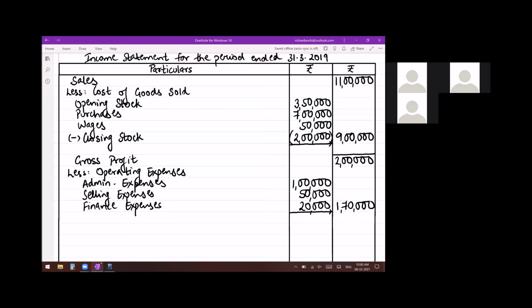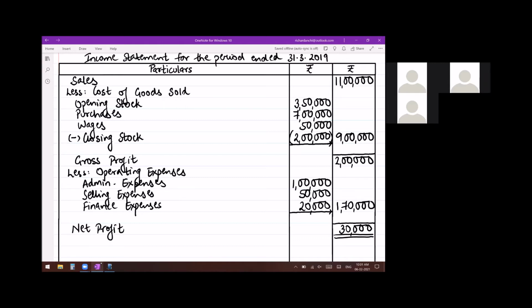Okay. Now finally, you have all the information to calculate net profit, which is your gross profit minus operating expenses. So 2 lakhs minus 1,70,000, 30,000 is net profit. And if you compare and see, even in the question, net profit was 30,000. So only the presentation of the items changes slightly, but answers are going to remain the same. Your gross profit is matching and your net profit is matching.